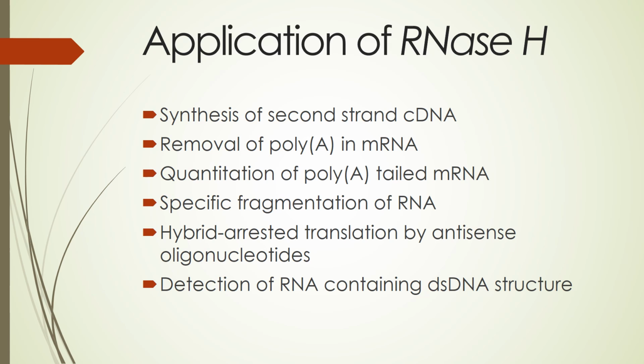The first is the synthesis of cDNA. This enzyme plays an important role in cDNA cloning strategies. Following the first strand cDNA synthesis using a reverse transcriptase, a number of strategies are available for the second strand cDNA synthesis. Now we come to the removal of the poly A tail. The poly A tail of eukaryotic mRNA can be removed from the RNA by RNase H digestion following the hybridization of the mRNA with oligo dT.